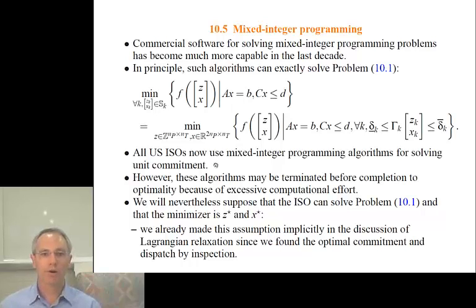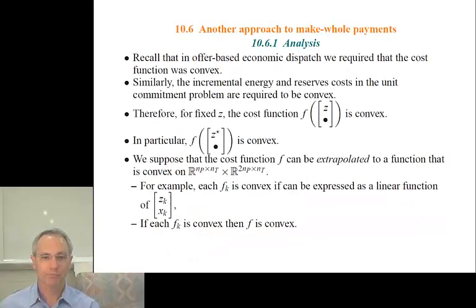However, these mixed integer programming algorithms might be terminated before completion to optimality because solving the problem to optimality might take excessive computational effort. We will nevertheless suppose that the ISO can solve problem 10.1, this problem here, and that the minimizer is z star, x star. We already made that assumption implicitly when we discussed Lagrangian relaxation, since we actually found the optimal commitment and dispatch by inspection, albeit guided by some of the insights from Lagrangian relaxation. So, I want to build on that and take another approach to make-whole payments.